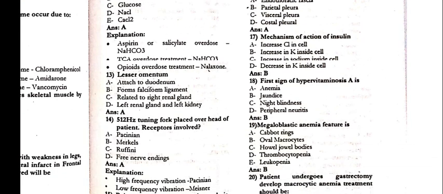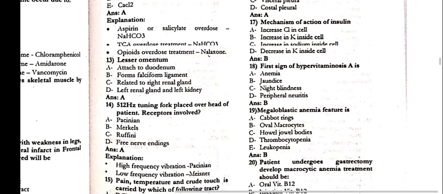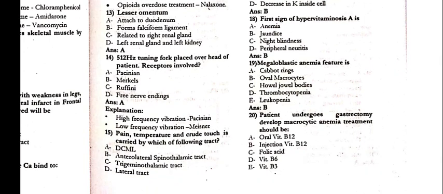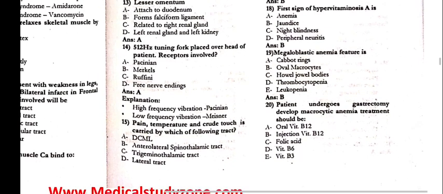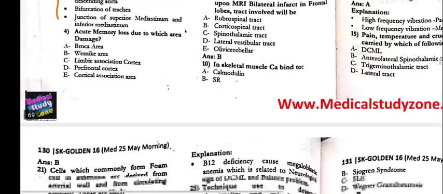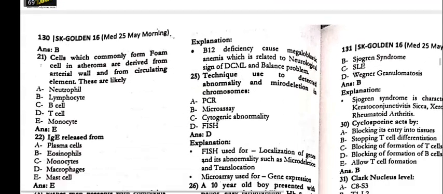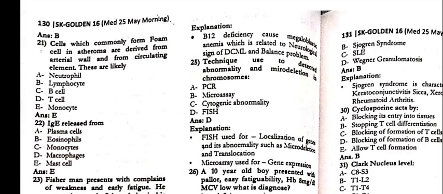17, the mechanism of action of the insulin is increase in the potassium inside cells. 18, the first sign of hypervitaminosis A is the B, jaundice. 19, the megaloblastic anemia feature is B, the oval macrocytes. 20, the patient undergoes gastrectomy, develops macrocytic anemia. The treatment must be the B option, which is injectable vitamin B12. The cells which commonly form foam cells in atheromas are derived from arterial wall and the circulating element. They are likely the monocytes.